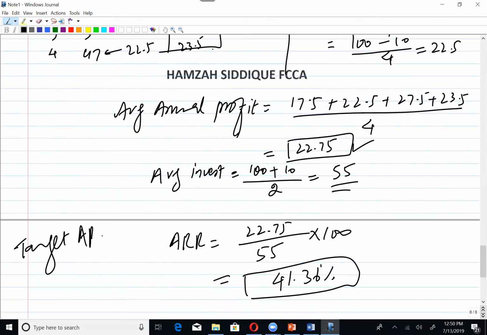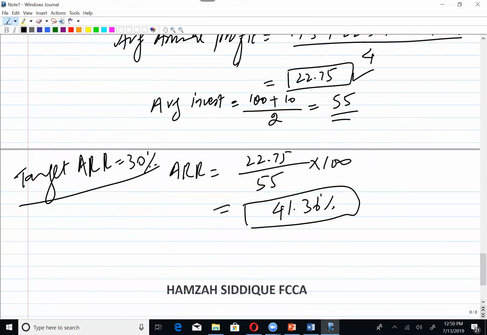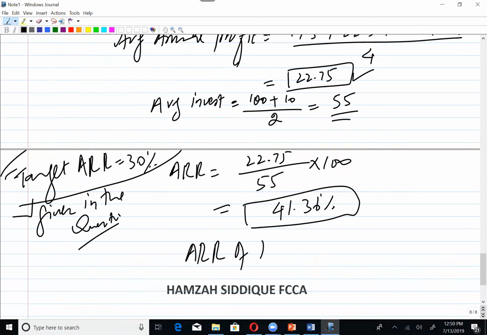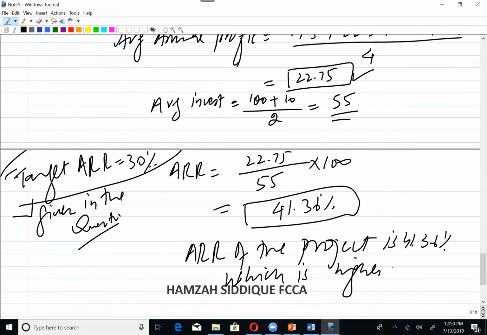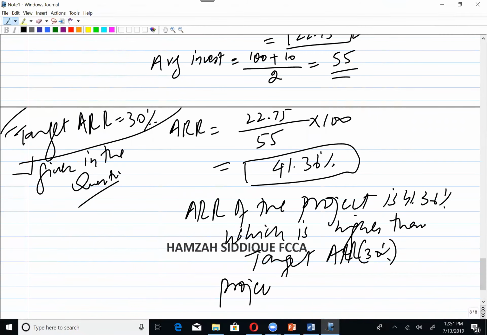For example, if target ARR is 30%, then how will we write it? It is given in the question, students, if they require it from you. So we'll say that the ARR of the project is 41.36%, which is higher than the target ARR, 30%. So project should be accepted.